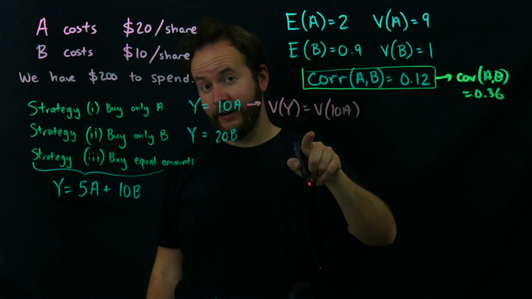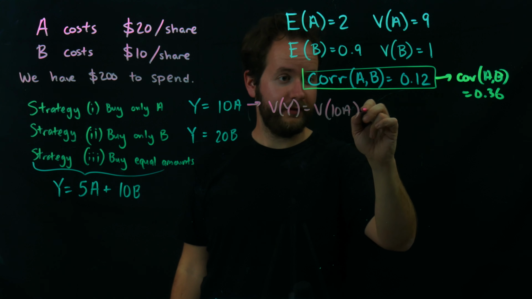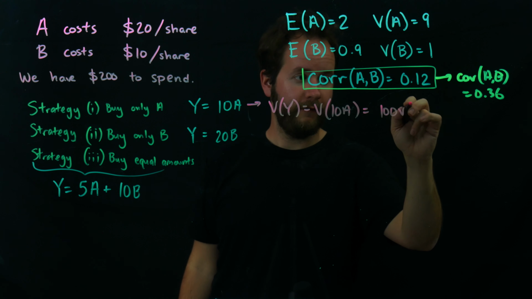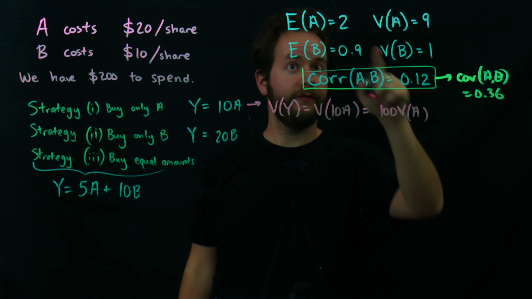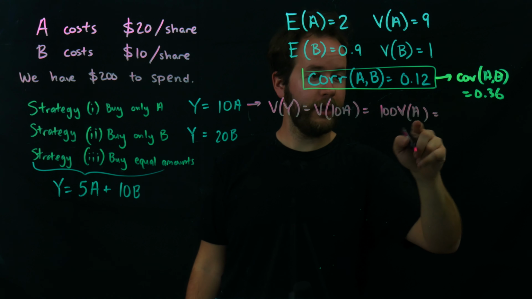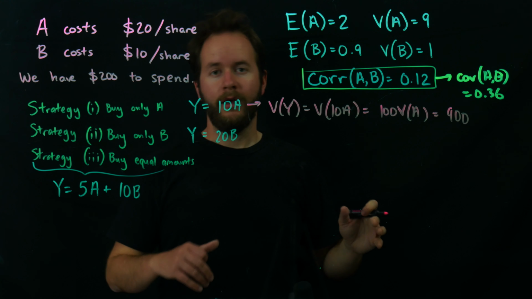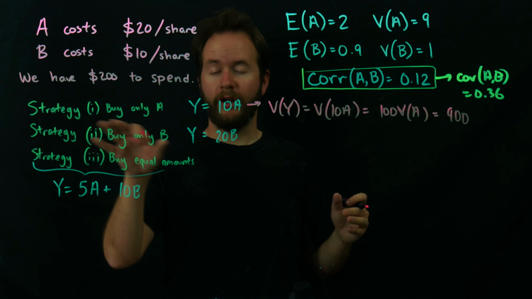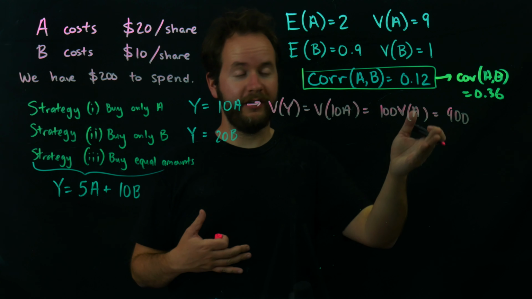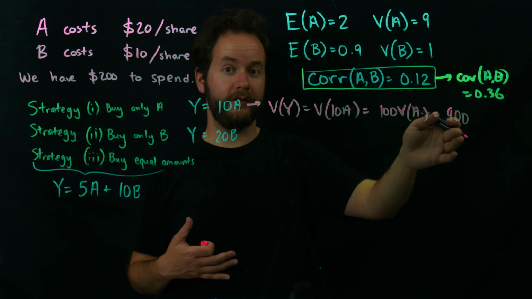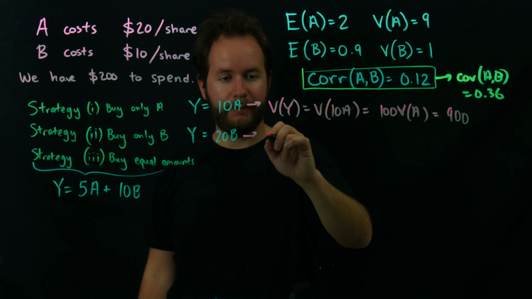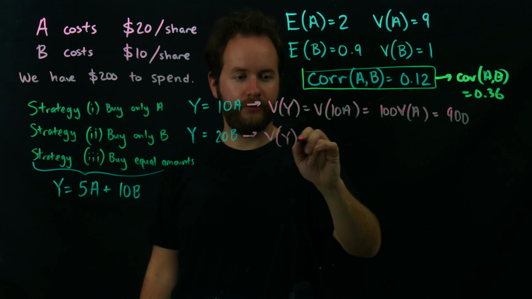When we take a constant out through a variance, we have to square that constant, so we end up with 100 variance of A. And since we're told the variance of A is 9, this gives us 100 times 9, or 900. This is what I meant earlier when I said this strategy might be a more risky strategy. This is a really high variance compared to the variances we're going to see in a minute. We're going to compare this with the variance of strategy 2.